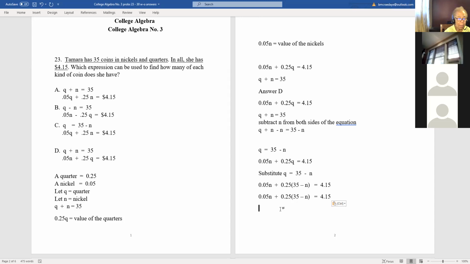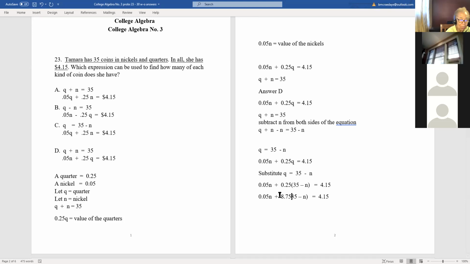Okay. Now, when you multiply, what do you get, Latoya? 0.25 times 35. 8.75. Okay. Because you're going to multiply the 0.25 times 35, that's 1/4 of 35. And then you're going to multiply this by n. So this one you got 8.75, right?